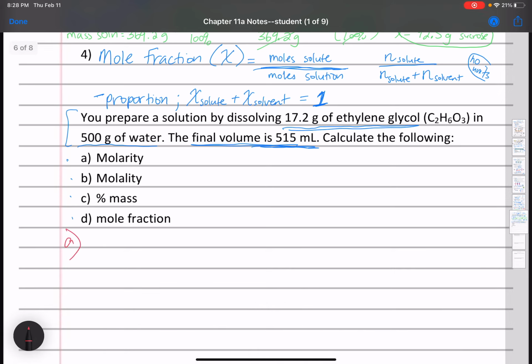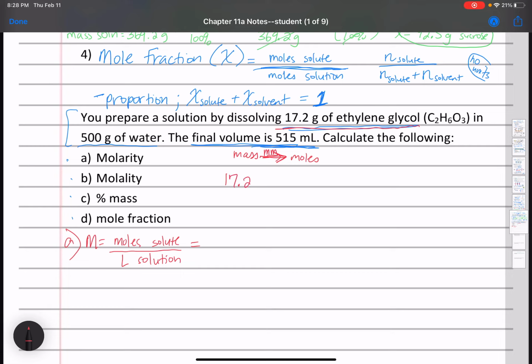All right, so for A, molarity is moles of solute, and I always start by writing out the equation for that type of concentration to make sure I'm plugging in the right things. And I encourage you to do this in your homework, but especially on your tests. So do I know the moles of solute? The solute is the ethylene glycol. I don't know the moles, I just know the mass, but I can always convert mass to moles using the molar mass. That's stoichiometry 101.